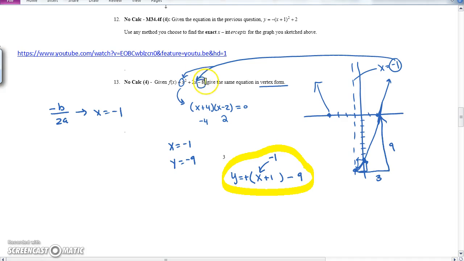Be careful, if on a retake or the next quiz this can't be factored, you can always just go right to the quadratic formula to figure out the axis of symmetry.